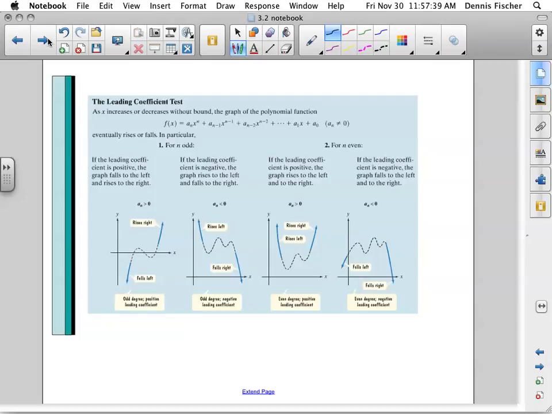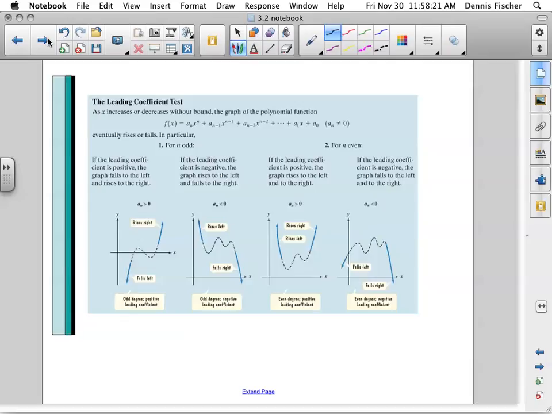So here are our cases. The leading coefficient. As x increases or decreases without bound, the graph of the polynomial function, and polynomial function means any function, has a lot of cases here. First of all, we're going to start off with n being odd. What I mean by n is this. You can look at this chart in your book, but I'm going to lay it out pretty straight. If my highest exponent is odd, and it's positive, it's going to go up to the right and down to the left.